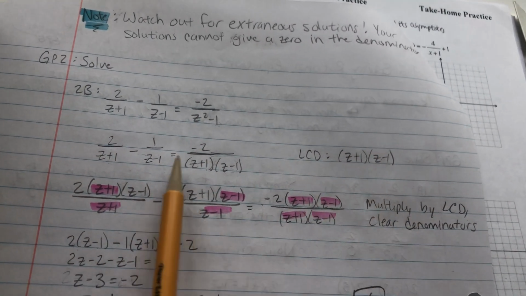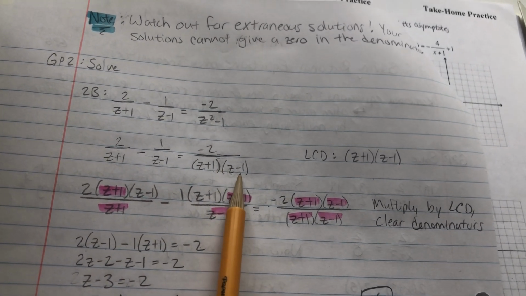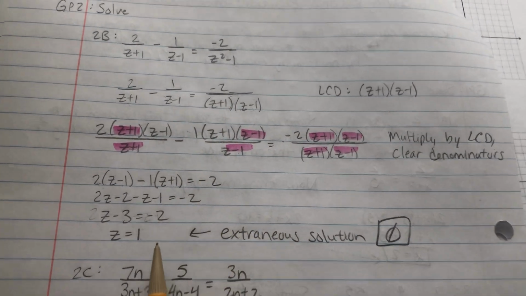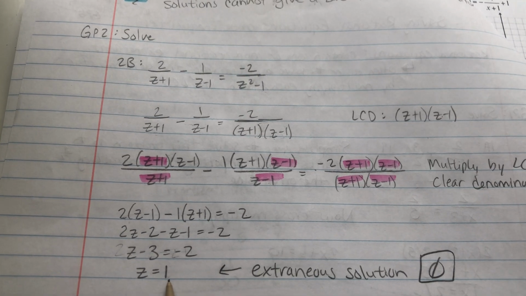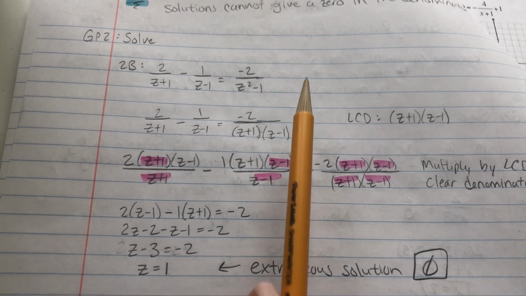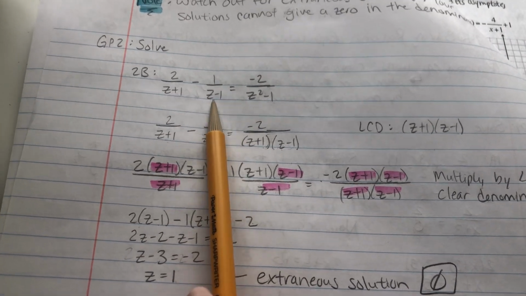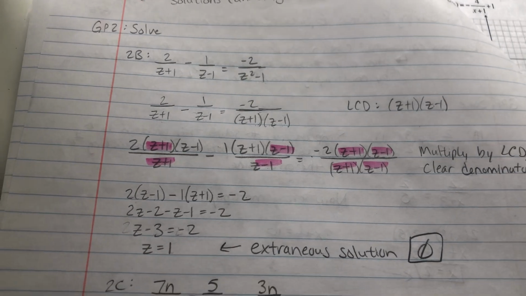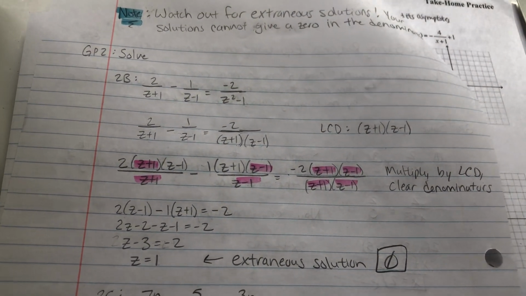That means when we did this factored step here, 1 and negative 1 both would give me 0 in the denominator. Well, this question gave us an answer of z being 1. Well, if 1 cannot be a value for our denominator, it must be an extraneous solution. Okay, so that was 2b if you're following along in your book.